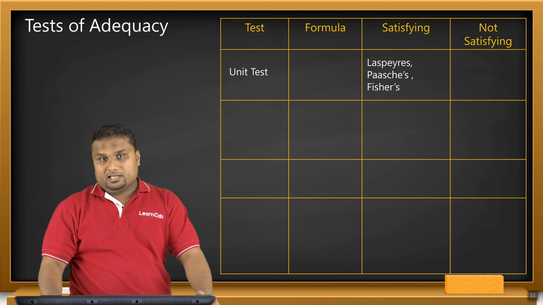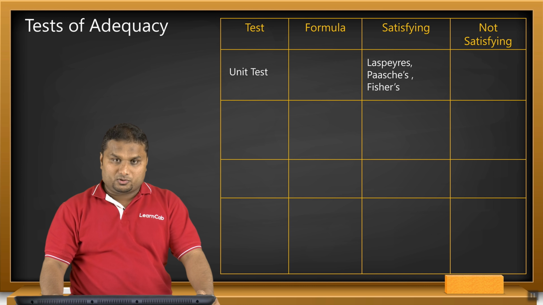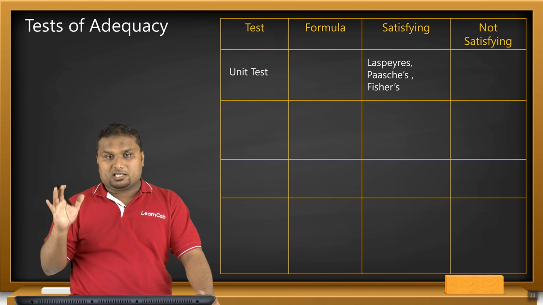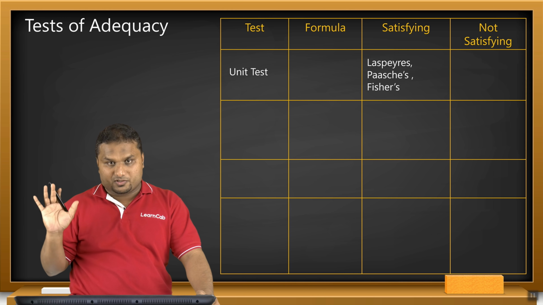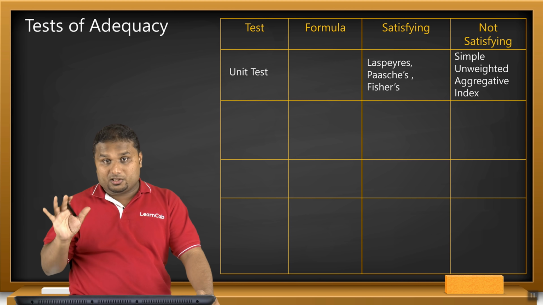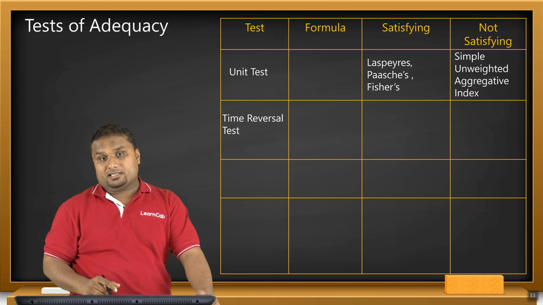Let's see. Unit test. There is a formula, there is a definition for unit test. It's related to unit. The unit should be independent of both quantity and prices. That is the definition of unit test. So who are satisfying the unit test? Laspeyres method is satisfying, Paasche's method is satisfying, Fisher's method is satisfying. So all the 3, Laspeyres, Paasche, Fisher's, we are not bothering about Marshall-Edgeworth, Kelly and Bowley. Basically questions will be concentrated on these 3. Who is not satisfying? This is a very important question. Simple unweighted aggregative index is not satisfying the unit test. It's very important.